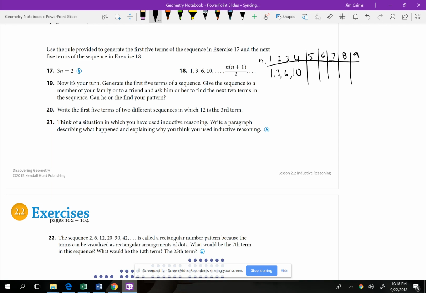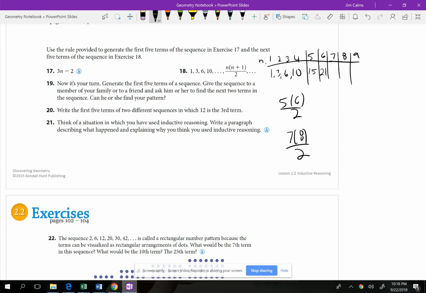First I'm going to go 5 times 6 over 2, which is 30 over 2, which is 15. Then 6 times 7 over 2, so 21. 7 times 8 over 2, which is 56 over 2, so 28. 8 times 9 over 2, which is 36. 9 times 10 over 2, which is 45. There we go.